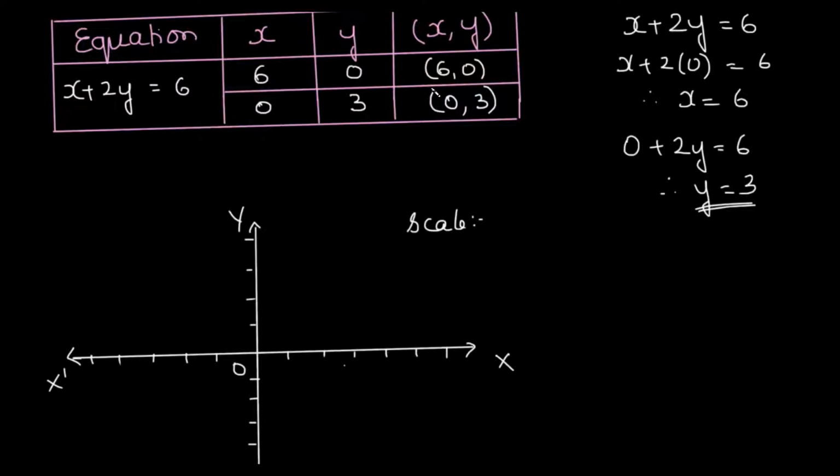Now to draw the line, we first plot 6, 0 on the graph. On the graph, yes, the x coordinate and the y coordinate is given over here. X axis and the y axis is given over here.